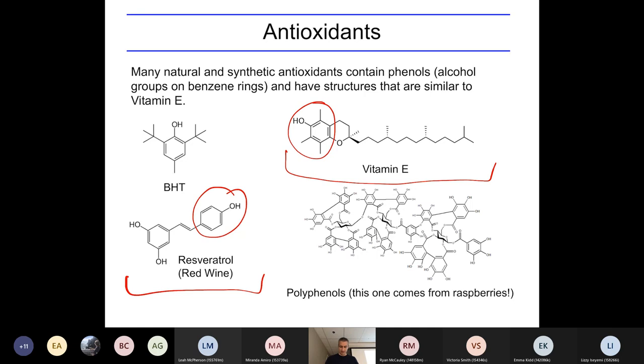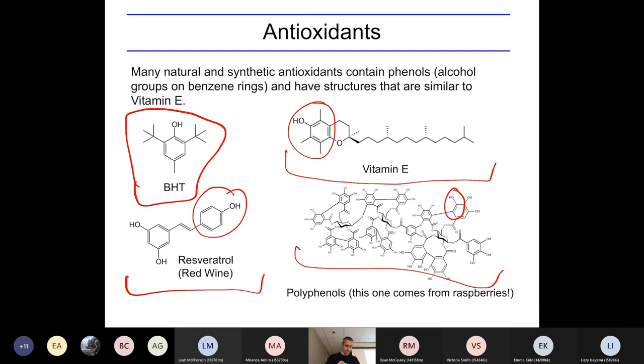Polyphenols, see, this one has all kinds of these same sorts of functional groups. This one from raspberries, very complex. But these would be antioxidants you get from your diet. I don't think this molecule finds its way intact into your cell, but hypothetically, this could break radical reactions in your body.